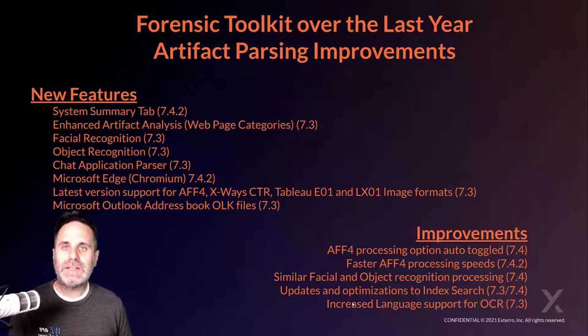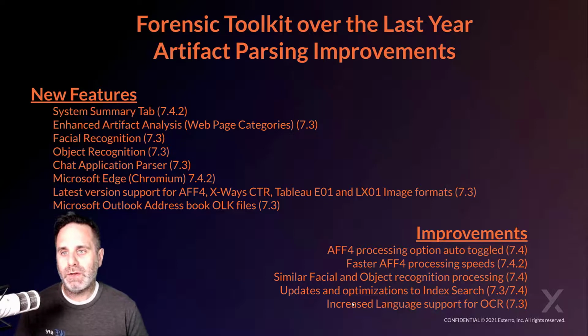And in the last few versions, 7.3 and 7.4, we've made various improvements to our index searching to make it quicker, more efficient. We've added some things to the character set that's added by default, and we've added the @ symbol to the dtSearch default letter set. So now you can search emails a little bit easier without having to modify the index search options. And we've also increased the language support for optical character recognition.